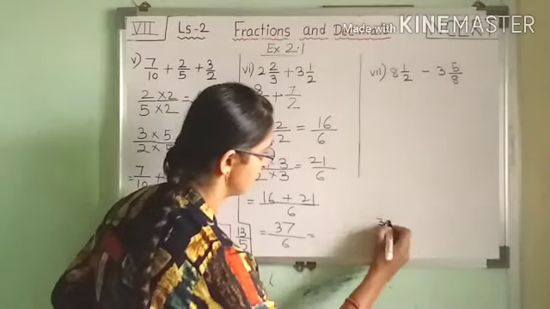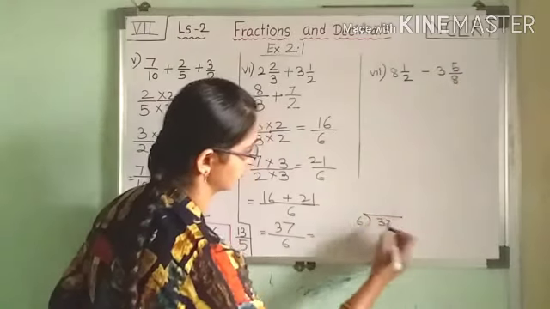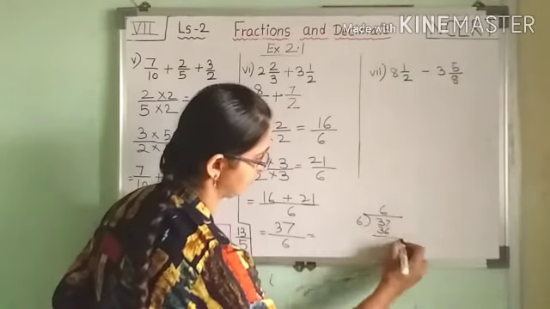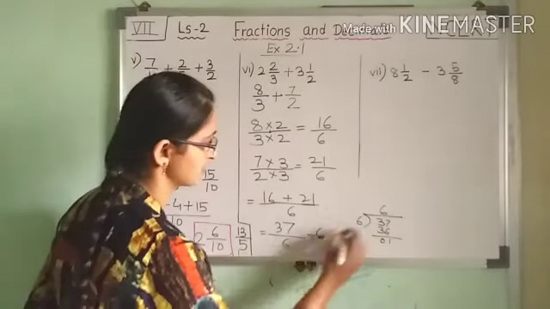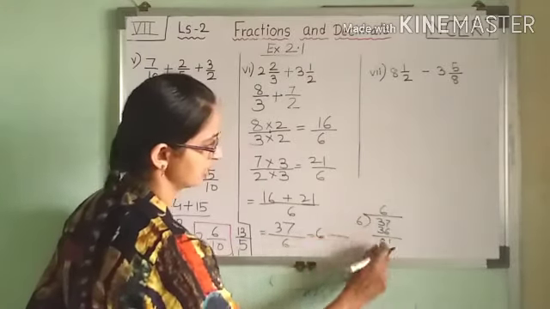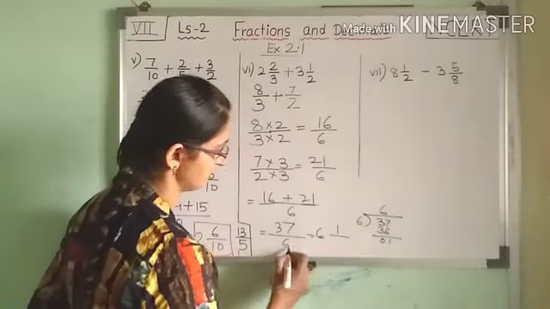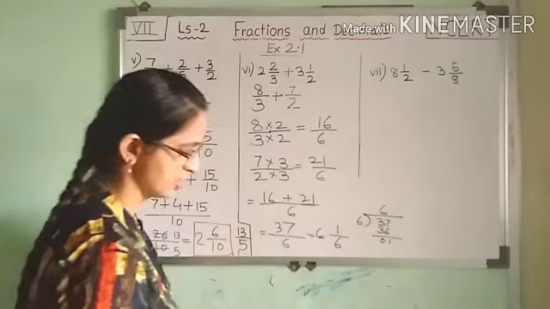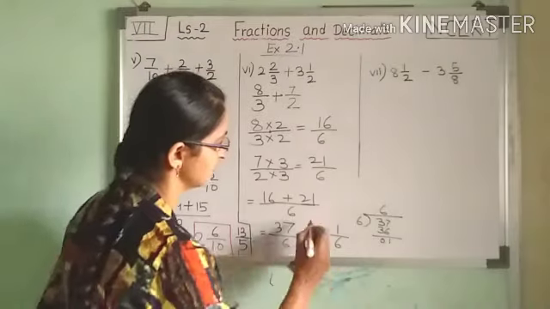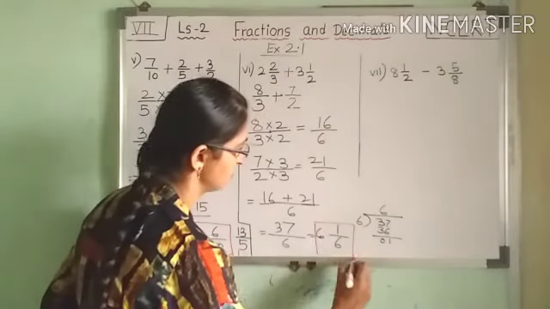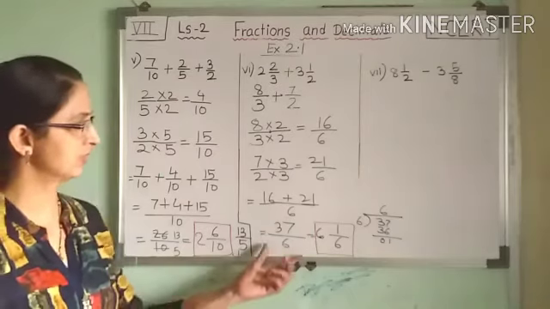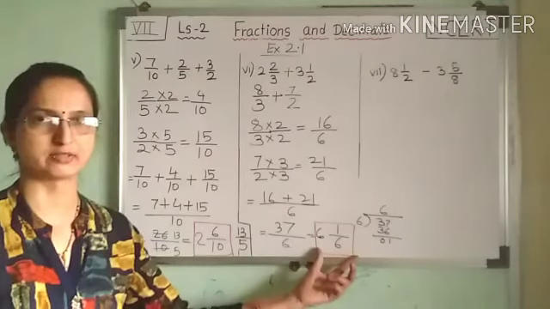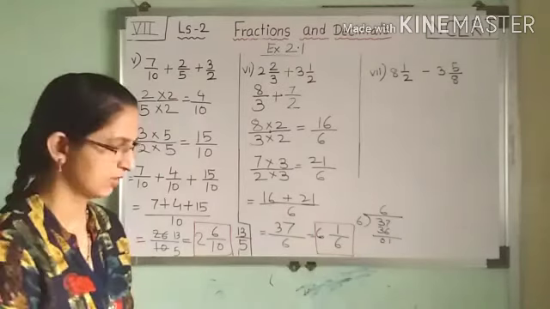So divide 37 by 6. 6 6s are 36. 37 minus 36 is 1. So the whole number is 6. Remainder is 1. And this is our denominator. So your answer is 6 and 1 upon 6. You can write your answer like this, or you can simplify it. Let us move to the next sum.